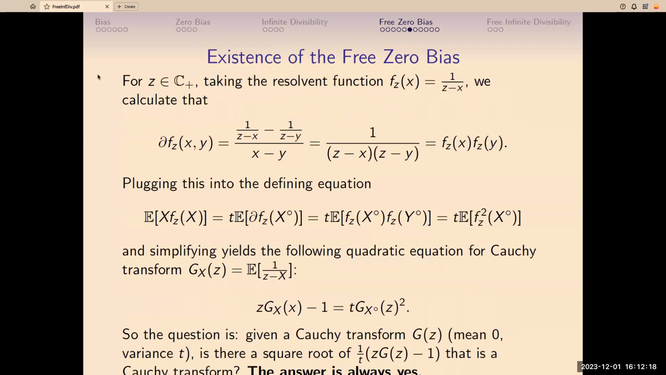The way you show it exists, and the functions that work well, because we talk about Cauchy transforms, and those are the expectations of these kinds of functions, Z minus X, those are called resolvent functions. If we take the difference quotient of resolvent functions, then sort of magical things happen. The difference quotient of the resolvent function, the one at X, the one at Y, divided by the difference, becomes the product. And then on the right-hand side, that gives me the expectation of the product of independent random variables, and therefore we get the expectation of the square, and we write this out in terms of the Cauchy transform, and it gives us an algebraic equation for the Cauchy transform of the putative random variable, which is the free zero bias of X.